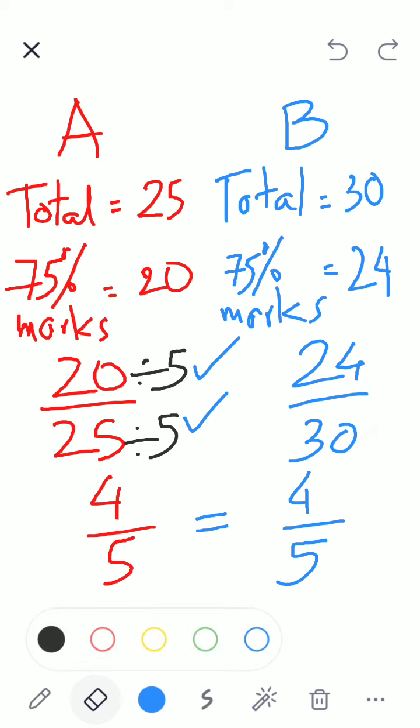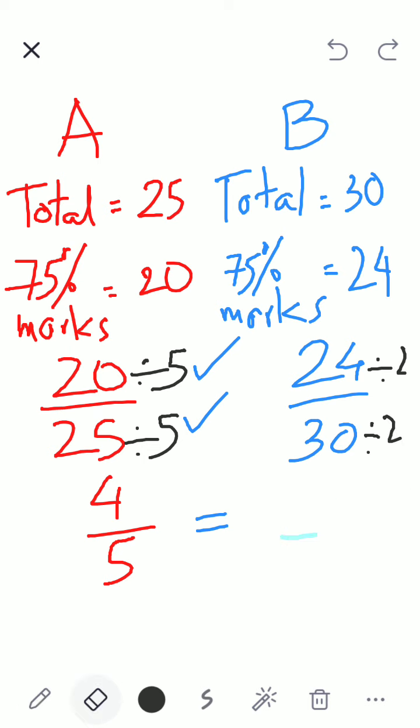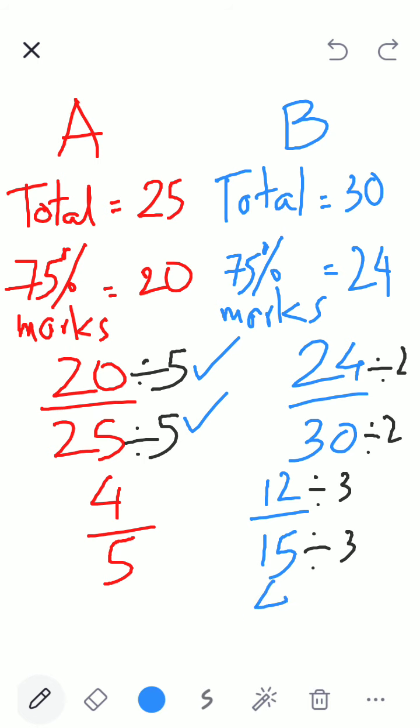I can divide by 2 also. Divide by 2, divide by 2. Then I will get 24 divided by 2, how much? 12. And 30 divided by 2? 15. Then 12 and 15, again I want to simplify. I will see 12 and 15 common factor is what? 3. So I will again divide by 3. Then I'll get 4 by 5.